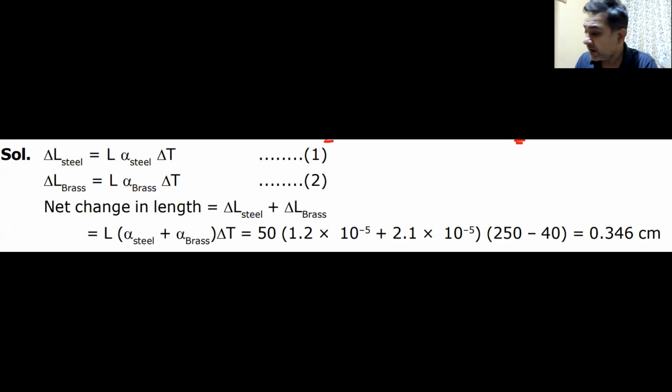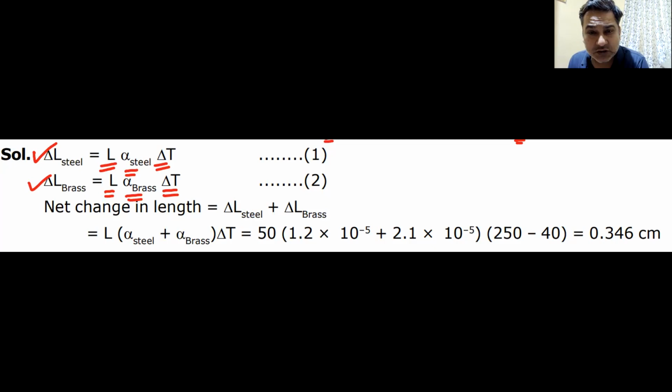So we are done, and the answer is pretty simple. For the total change in the system, we have to find the change in length of the steel rod, which is L into alpha of steel into delta theta. We have to find the change in the length of the brass rod. Length is the same, so I use the same length. Length could have been different, then we would have used different lengths. Alpha of brass multiplied by change in temperature.